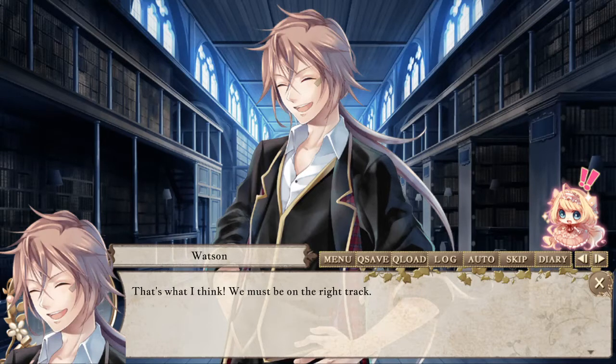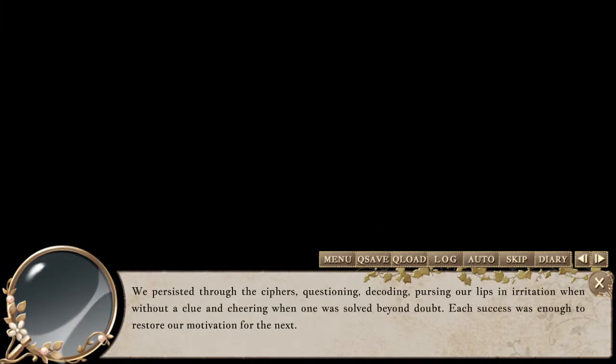Yay! We're smart. That's what I think. We must be on the right track. Huzzah. We persisted through the ciphers, questioning, decoding, pursing our lips in irritation when without a clue, and cheering when one was solved beyond doubt. Each success was enough to restore our motivation for the next.